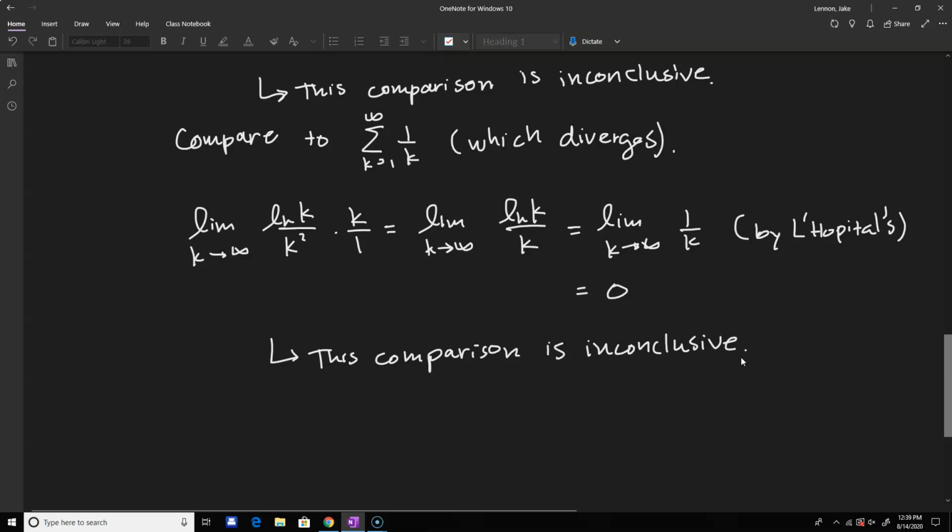Okay, so what do we do then? Well, we have to try to compare it to something else. We try something in between that we know actually converges, right? Remember, this 1 over k series is right on the edge of diverging. Any power bigger of k is going to converge. So let's compare to something slightly bigger. Let's compare to the series k equals 1 to infinity of, let's say, 1 over k to the 3 over 2. Again, which converges by p-series test.